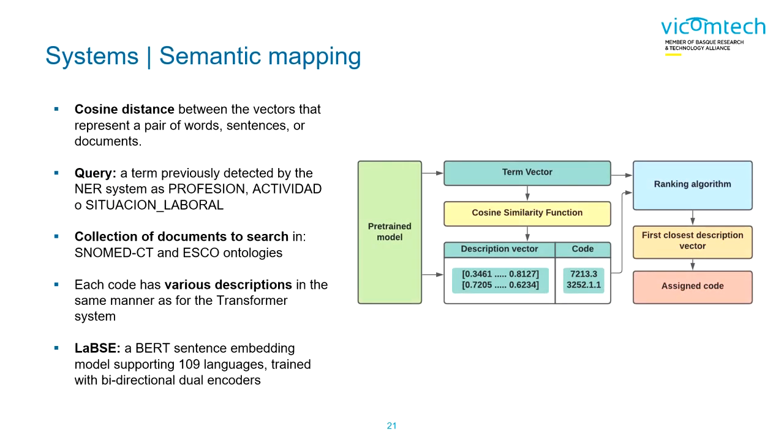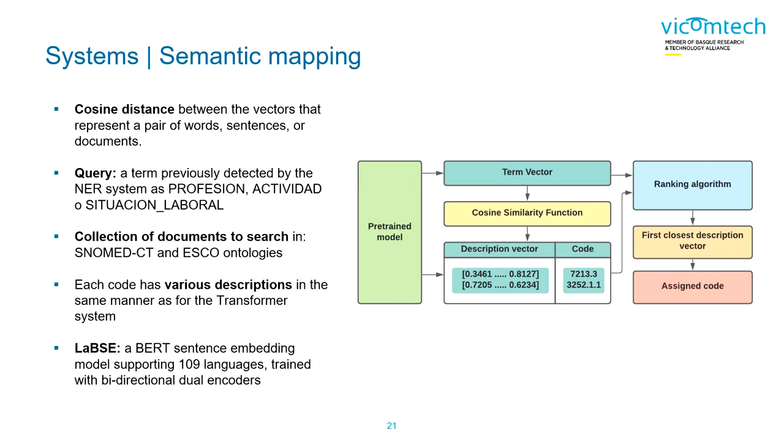The semantic mapping system is based on the idea of semantic search. So we use a previously detected term as query. Our ontologies are the collection of documents to search in, and the cosine similarity is the measure of relevance between the term and its definition. The codes are separated by synonyms, so each code has various descriptions.